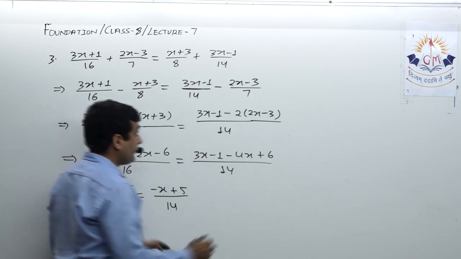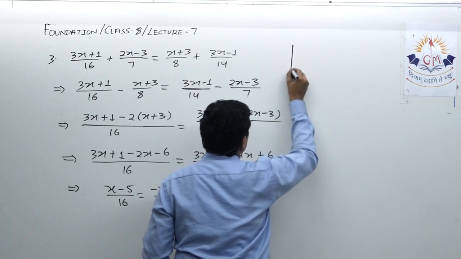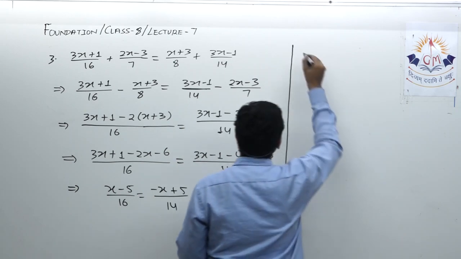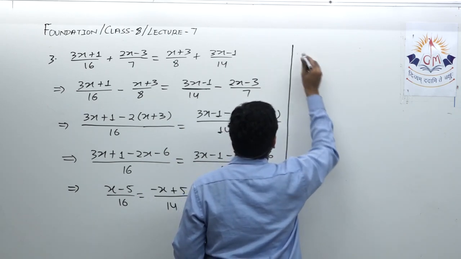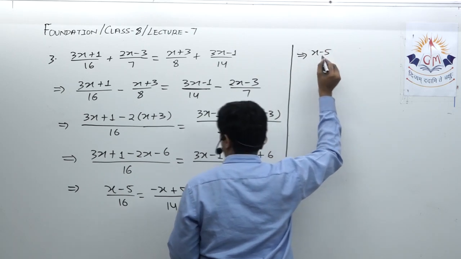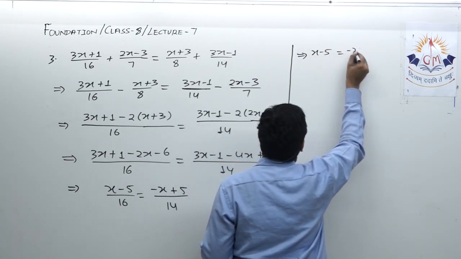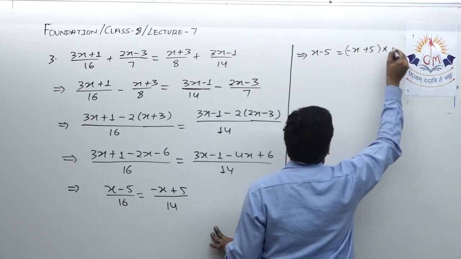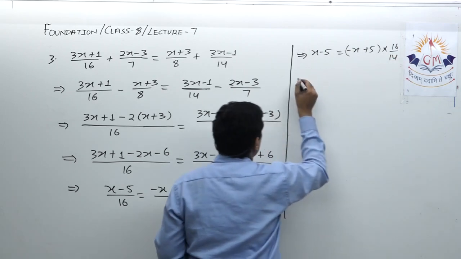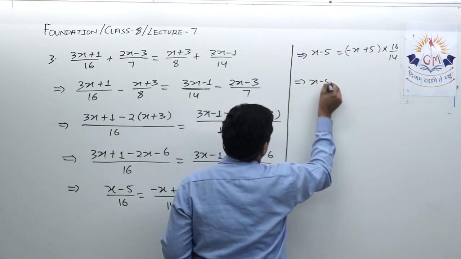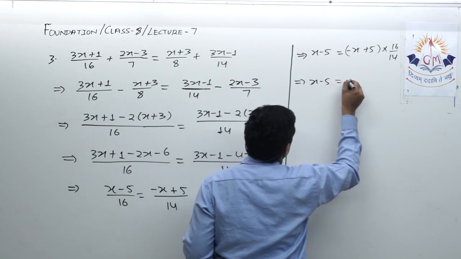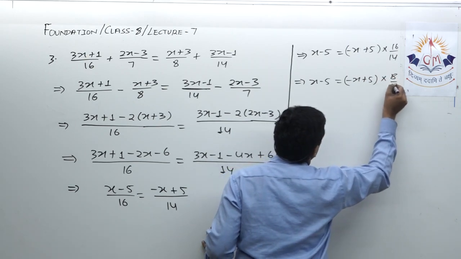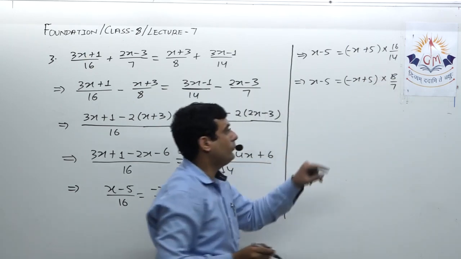Okay, so let us see its further solution. Now x minus 5 is equal to minus x plus 5 into 16 upon 14. So x minus 5 is equal to minus x plus 5 into 8 upon 7. I cancel 16 and 14 by 2.